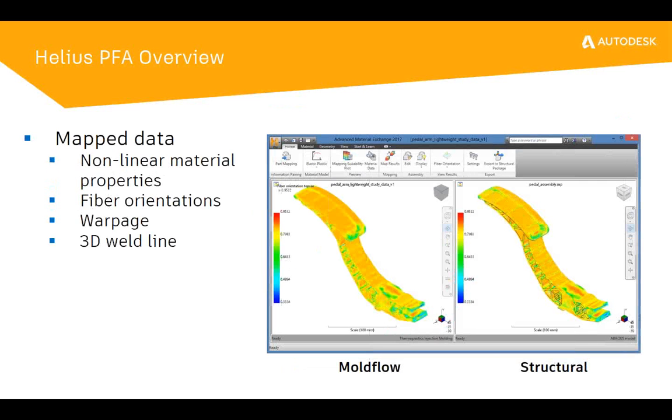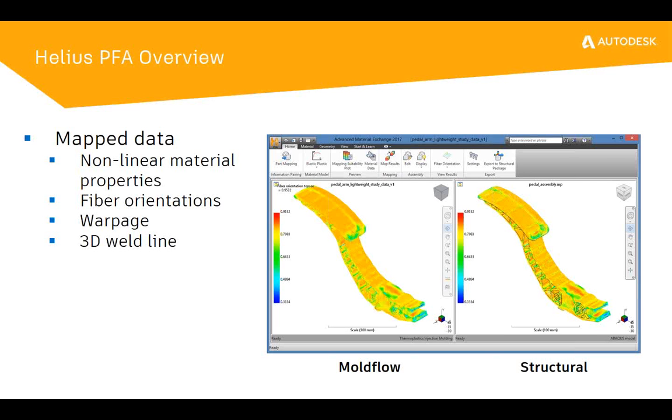Now let's take a look at the types of map data that we can utilize Helius PFA to transfer from Moldflow over to our FEA package. As I mentioned in the introduction, we can transfer nonlinear material properties. This means that not only are we transferring the stiffness and Poisson ratio of the plastic material, but if we do have nonlinear stress-strain data for our particular plastic material, we can enter this data within the Helius PFA software so that we can represent the fully nonlinear mechanical response of our plastic parts.